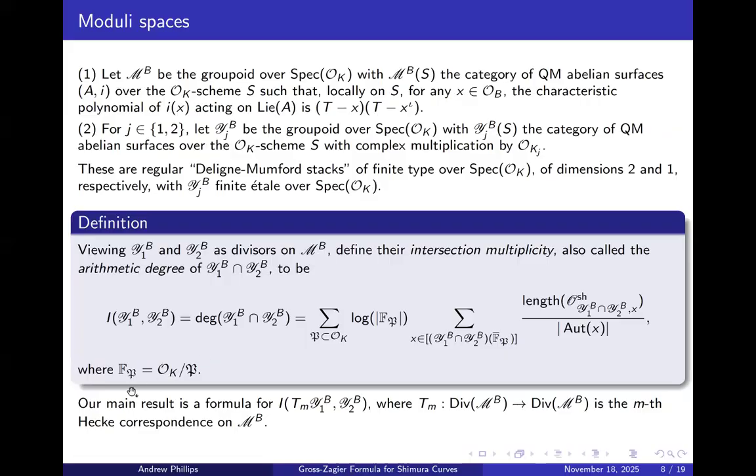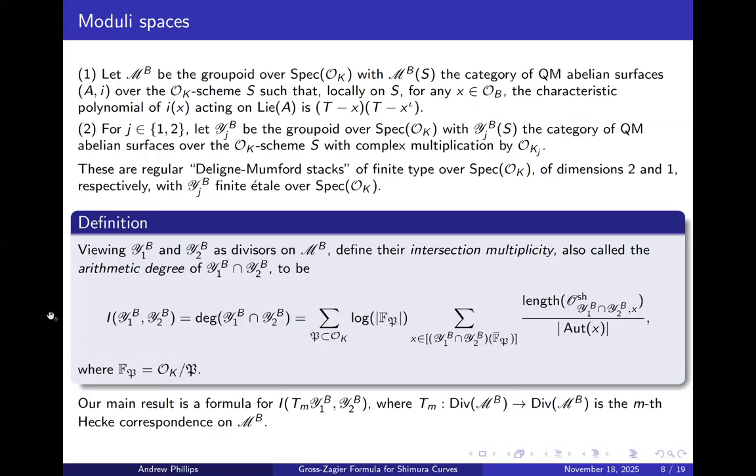And then, of course, I should have said here, this FP is just the residue field for the prime P. Okay, so the main result here is going to be a formula for this intersection multiplicity, but maybe a little bit more general here, not just this one.